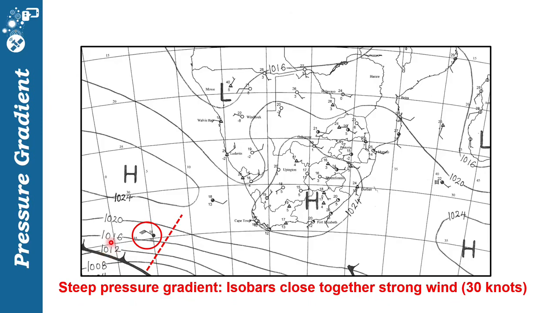Okay? Notice here 1012, 1016, 1020. Notice the air is moving in this direction, but I want you to see the wind speed there. To me, that looks like 30 knots. Yes, it is, 30 knots. Okay? Strong wind. Where the isobars are close together, the wind is going to be strong. Right.